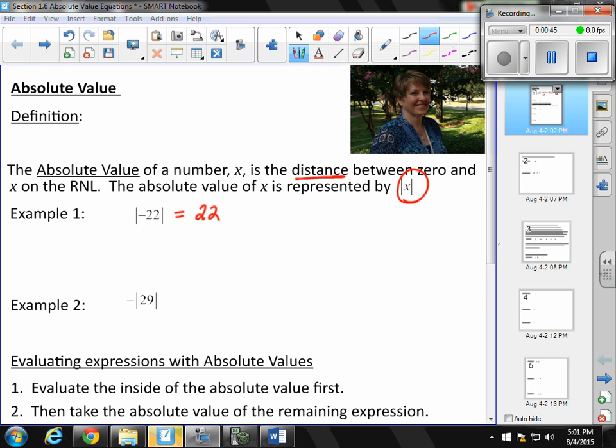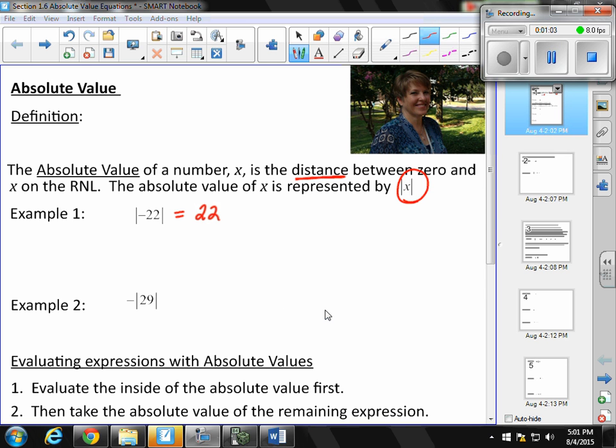So if all you have is the absolute value of a number, you should always come up with a positive value. Nobody says, I am negative 6 feet tall. People usually say, I am 6 feet tall. So we're using positive numbers when we talk about things that we're measuring, like distance.